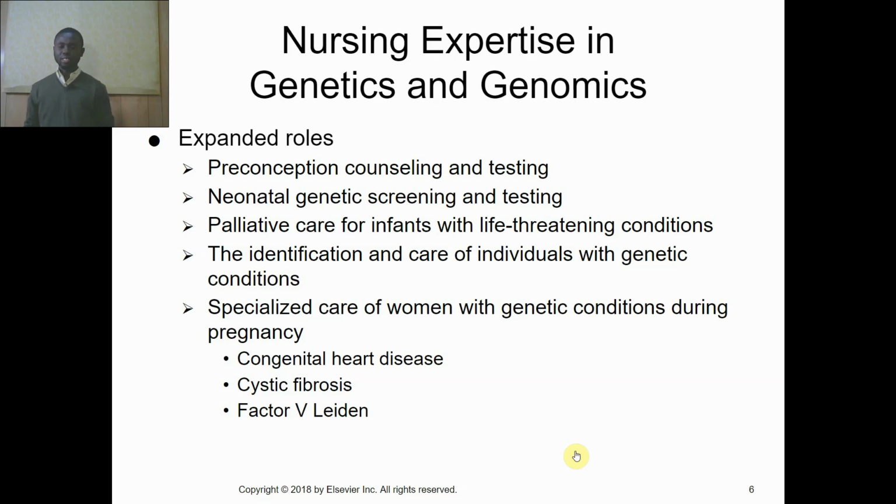Another role that nurses assume is the identification and care of individuals with genetic conditions such as cystic fibrosis or any other conditions that may be there. Specialized care of women with genetic conditions during pregnancy is also another role, and this includes congenital heart disease. We will talk about the tetralogy of Fallot, cystic fibrosis, and factor V Leiden illnesses, and these are just some of the examples.